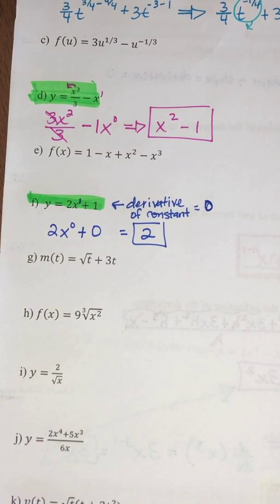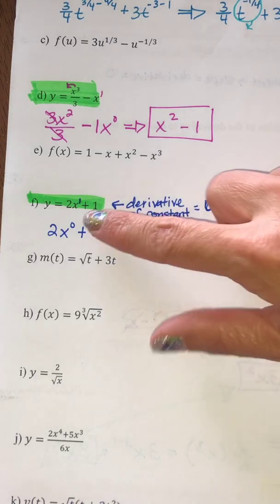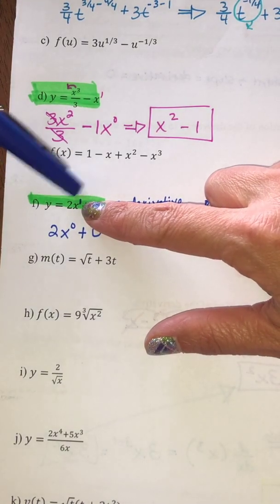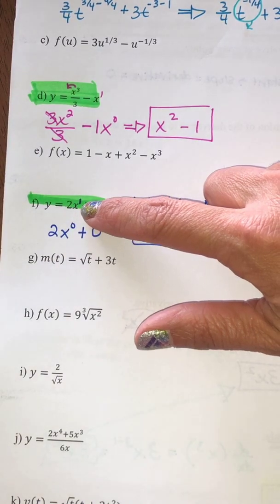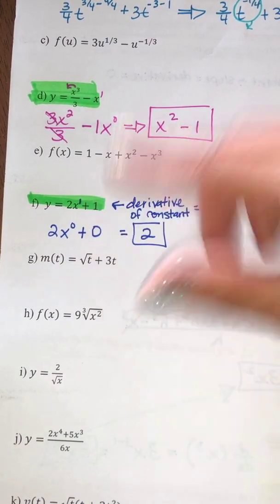So pretty much when you're taking a derivative using the power rule, you can ignore any time you see a constant. It means nothing to the derivative. All you have to do is look at the exponent, drop it in front. If there's a number in front, multiply it, and then bring the exponent down a degree on the variable. That's it.